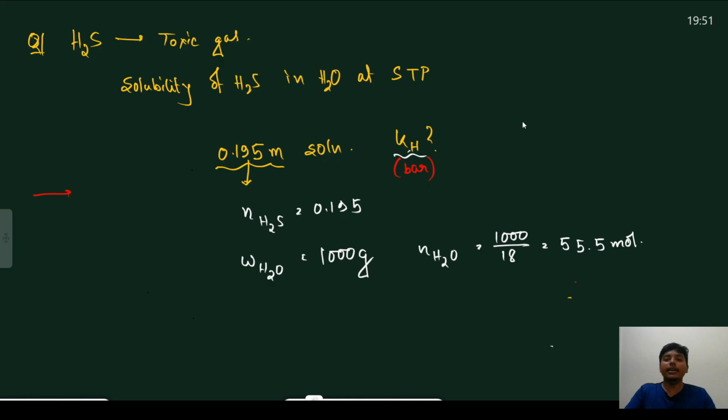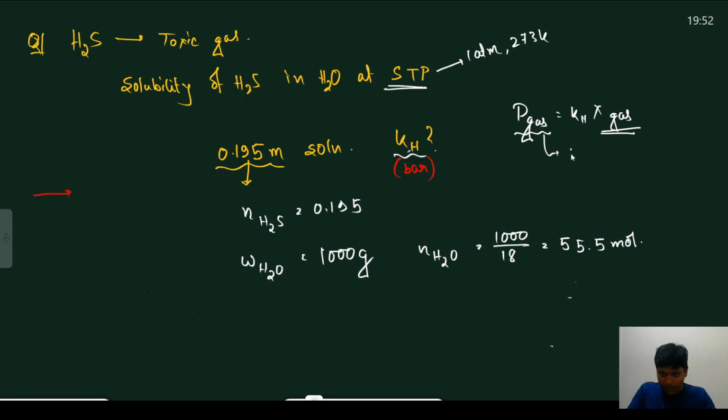Now, how to find KH? We know the pressure of gas is equal to KH into the mole fraction of gas. So first find the mole fraction of gas. What is the pressure of gas? It is at STP, which means 1 atmosphere and 273 Kelvin. So 1 atmosphere means 0.987 bar. 1 bar means 1.013 atmosphere. It is very easy to remember, 987.